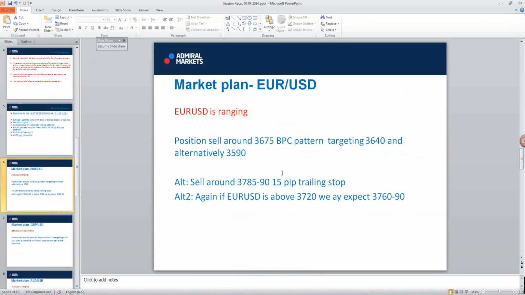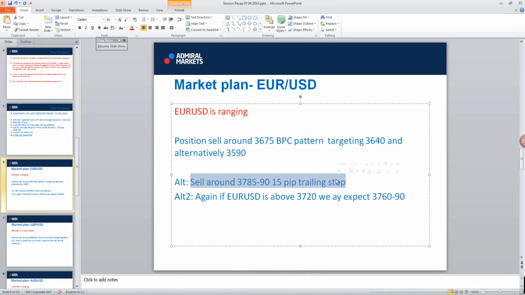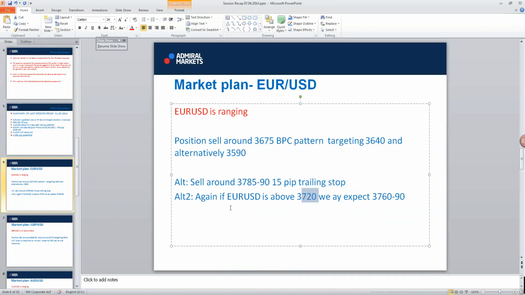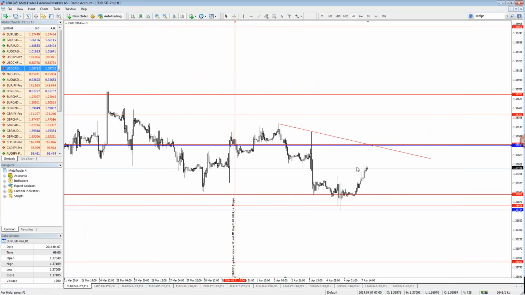Use a trailing stop. 15 pip trailing stop, 37.85, 37.90. Again, if euro dollar is above 37.20, we can expect 37.60 to 37.90. I think this is also an important level. While euro dollar is above 37.20, targets may be 37.60 to 37.90. So it's up to you whether you will trade long if euro pulls back. But 37.90, 37.20 is a really important level.